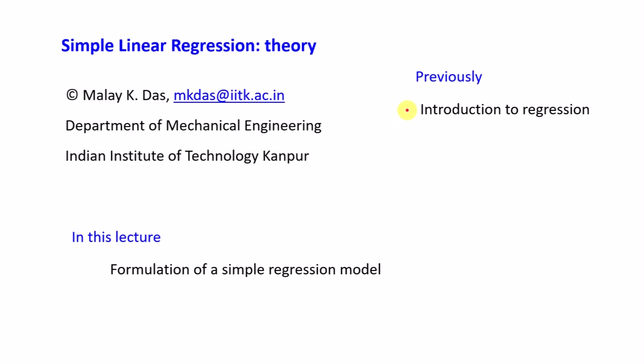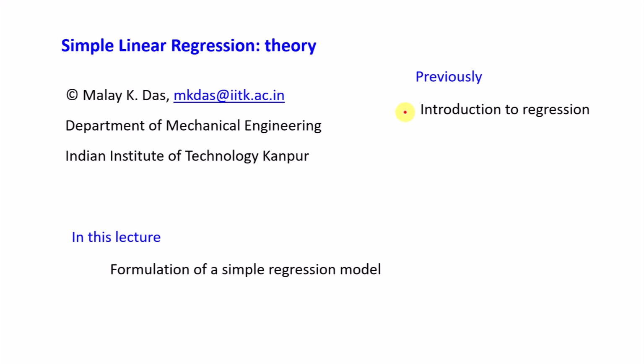In the last lecture, we introduced the concept of regression. We discussed how regression could be useful in interpreting experimental data. Regression can build models. It can find parameters of a model, both of which are very important in actual engineering practice.